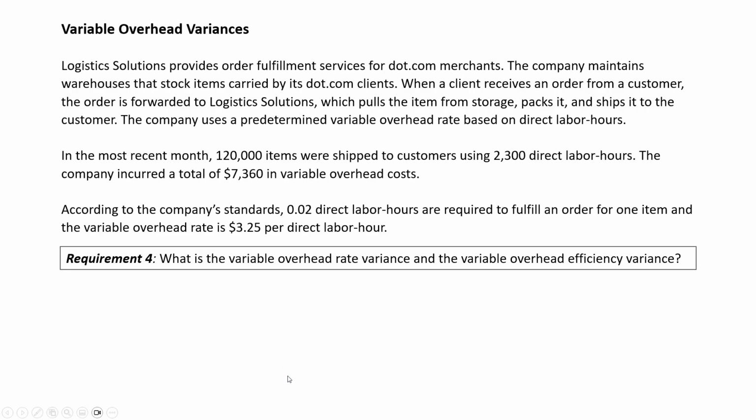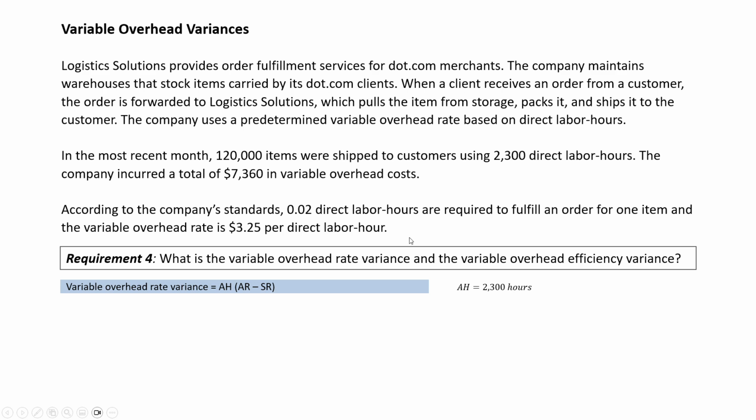Very similar to what I talked about with labor, we're going to tweak the naming convention just a little bit. Instead of price and quantity, we're going to be rate and efficiency. So we're just tweaking the lingo a little bit in our formula. I'm going to start out with the variable overhead rate or price variance. That's going to be actual hours, because again, we're measuring this in direct labor hours, times the difference between the actual rate that we pay per direct labor hour minus the standard rate.